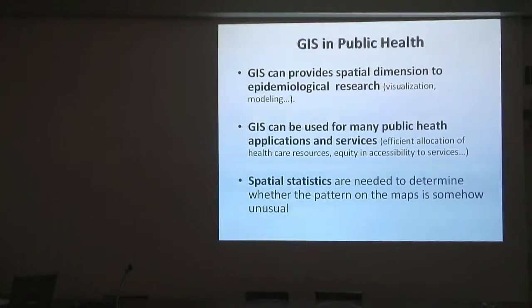So GIS can provide spatial dimension to epidemiological research, visualization, modeling. GIS can be used for many public health applications and services, for example, location of healthcare resources, equity and accessibility to services, special statistics, but spatial statistics are needed to determine whether the pattern on the map is somehow unusual. In other words, we need statistics for the evidence-based analysis, evidence-based results.